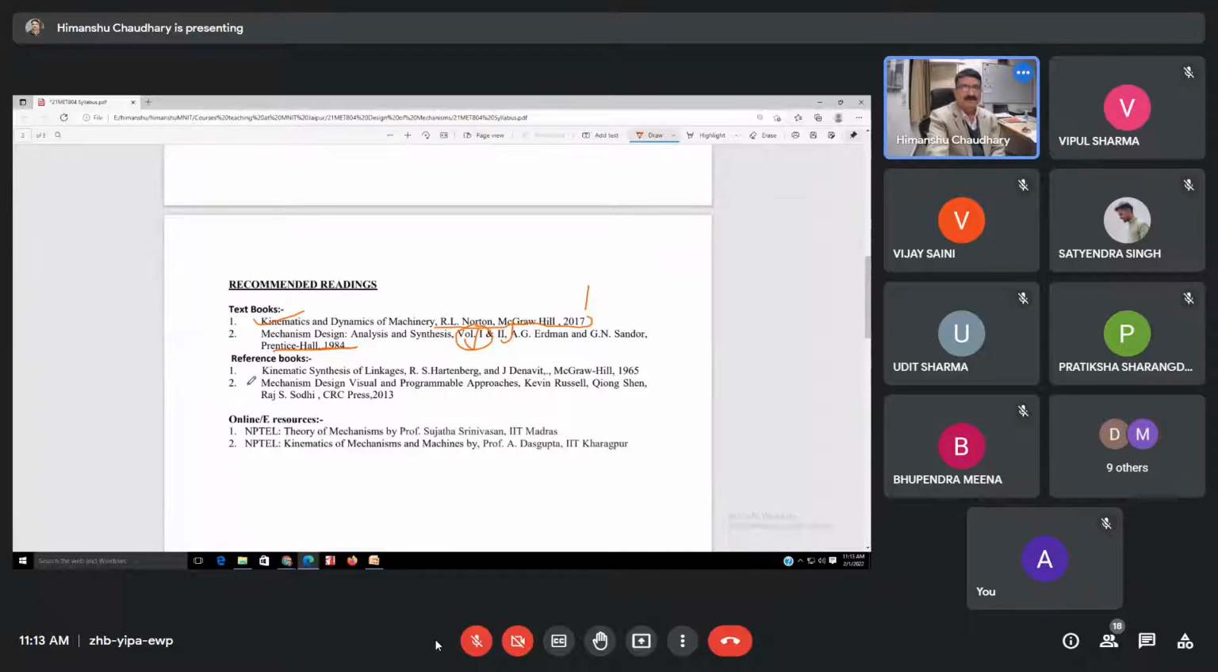Two other reference books I suggest: Kinematic Synthesis of Linkages, which is a very old book, but a very good book for fundamentals, written by Hartenberg and Denavit. One more book is available with MATLAB programming, and that is Mechanism Design: Visual and Programmable Approach by Kevin Russell, Shank, and R.S. Sodhi.